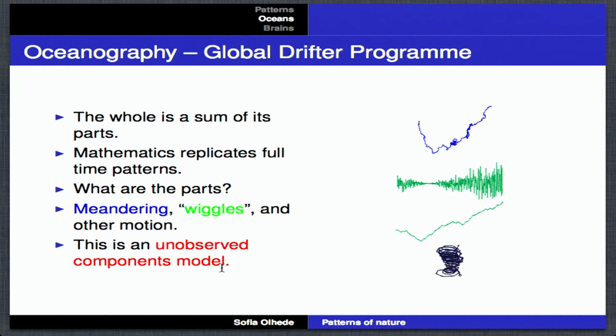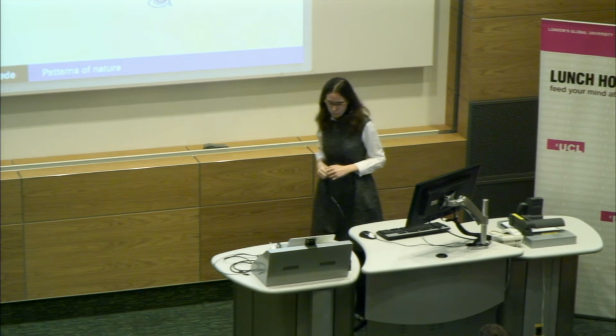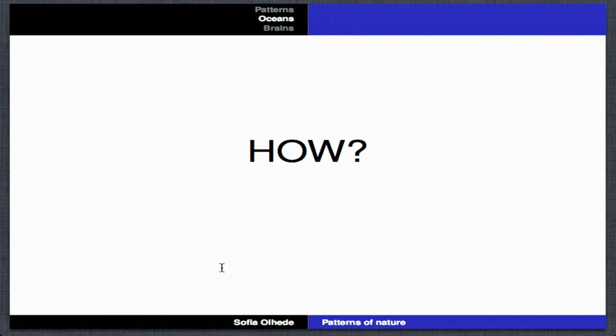So aggregating all of these different components to end up with a single line like the blue thing you see on top of the right-hand corner, you have an unobserved components model because the output is an aggregation of lots of different components. Okay, so now we've decided that we're actually going to create the signal by aggregating lots of different effects.